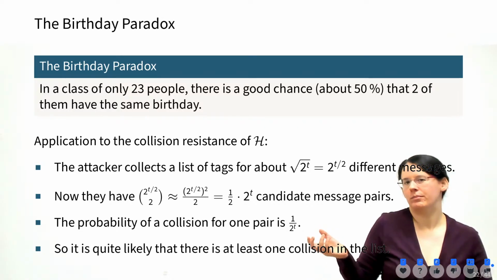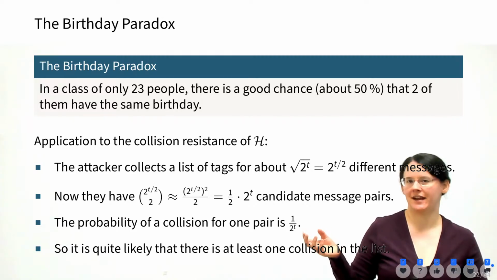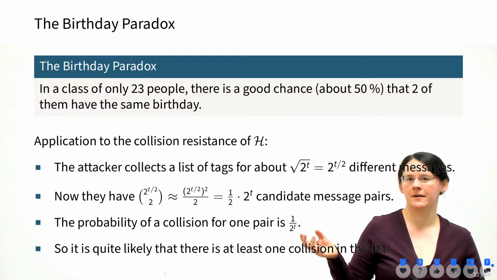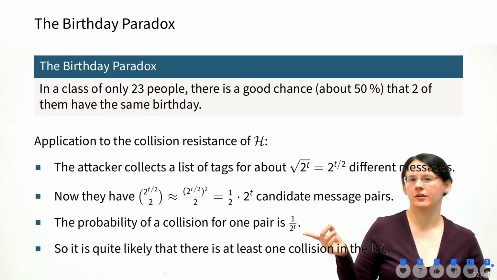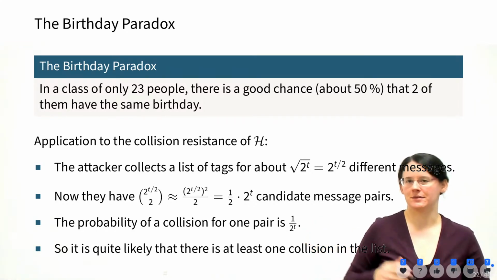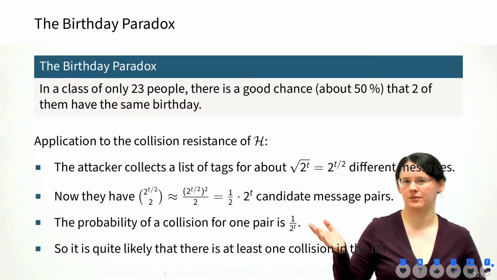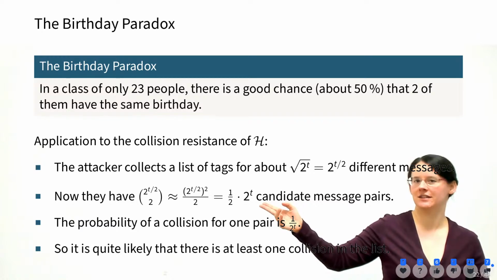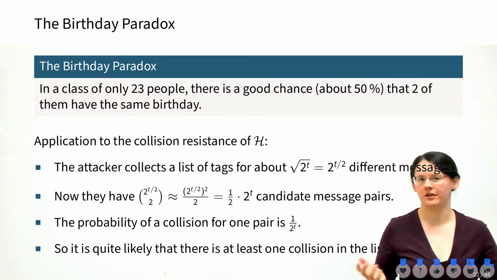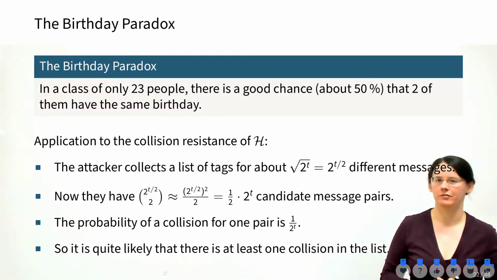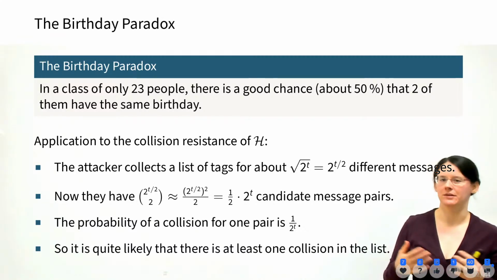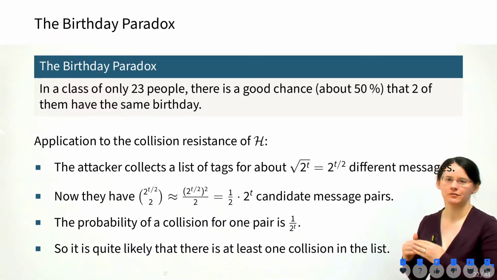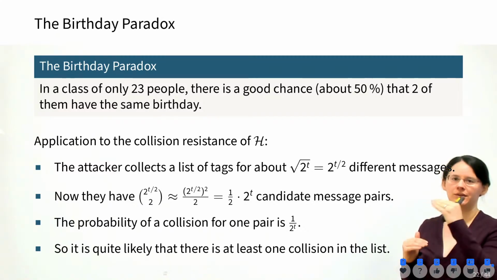because when we look at the first message, the first tag in a pair, it has a particular value. The second has 1 out of 2 to the t values. And if this one is exactly the same as the first one, then they collide. So this success probability per pair times this many pairs gives us approximately a success probability of approximately 1/2. Can be a bit above that as well. And from that point on, it rises really fast.